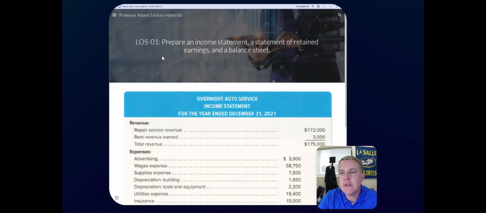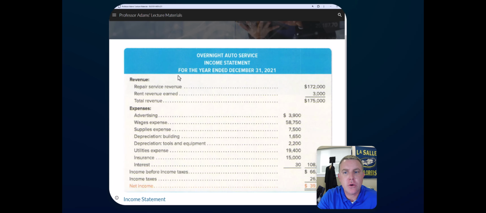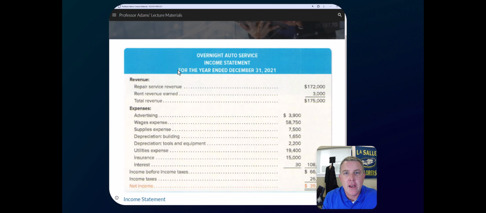Okay, so let's talk about this first learning objective here. The first learning objective deals with preparing an income statement, a statement of retained earnings, and a balance sheet. Now, an income statement is designed to show a user how much profit a company is making. It displays a company's revenue, its expenses, as well as its gains and losses.